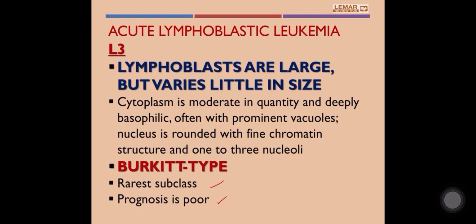L3 is also known as the Burkitt's type of ALL. In L3, how do we describe the lymphoblasts? They are large, but they are homogeneous, and they are characterized with prominent vacuoles.